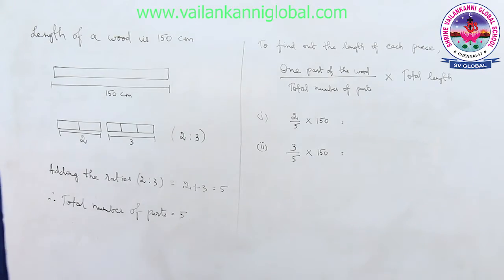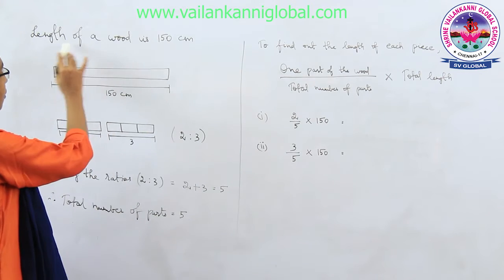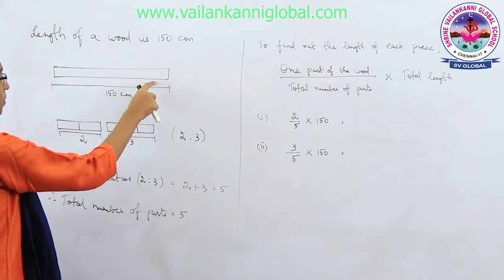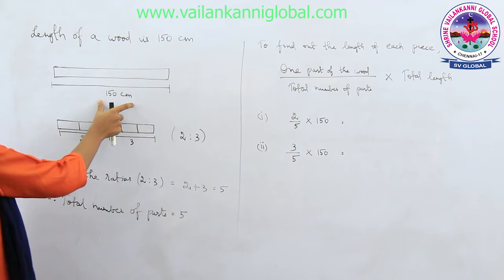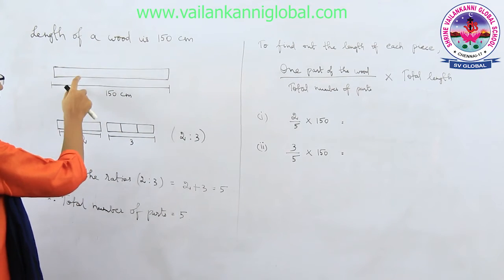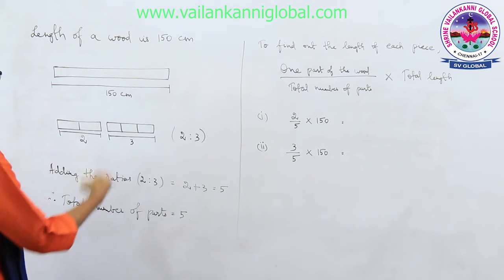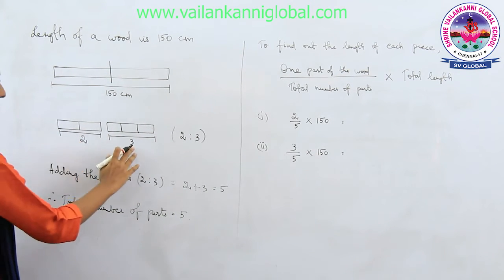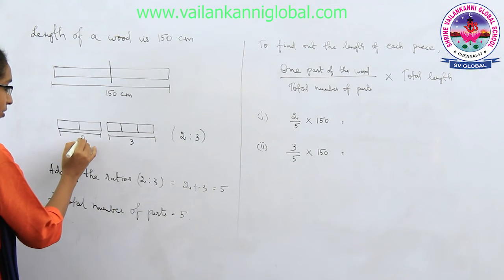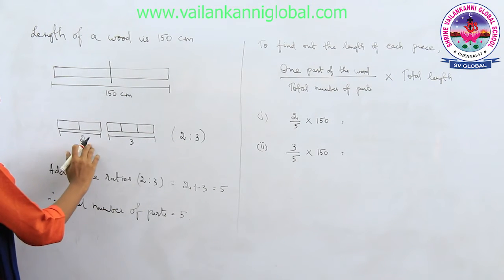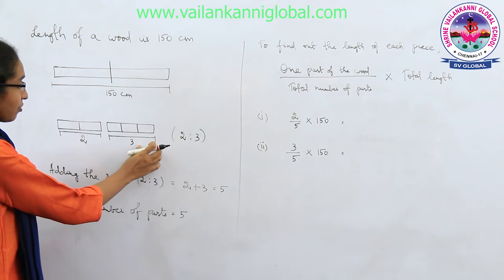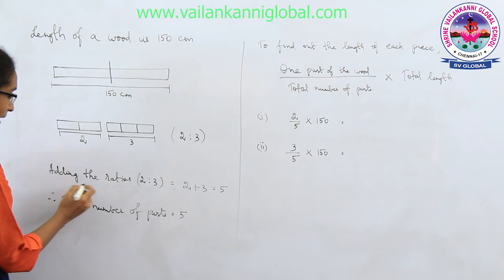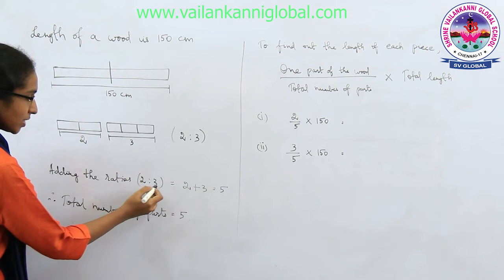So let's see another example. Length of a wood is 150 centimeter. So consider this as a wood, which has a length of 150 centimeter. The 150 centimeter length wood is cut into two parts, which is 2 and 3. And the one part has 2 pieces and the other part has 3 pieces. So on total, we have 5 parts, and that we add the ratios 2:3.